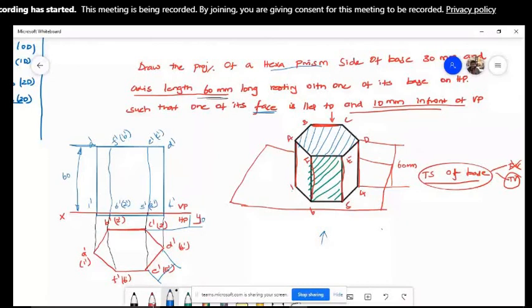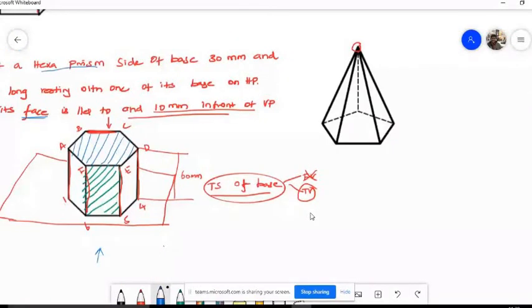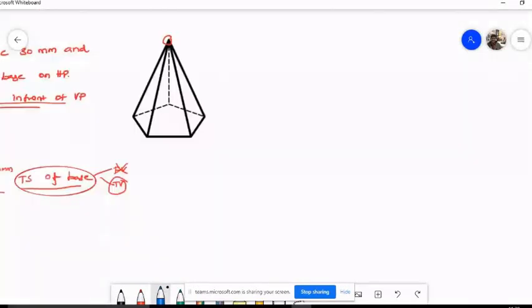Okay. You see one more problem? Yeah. So everything remains the same. The only thing is instead of a prism, we will see a pentagon. Okay. So let's take this as the pentagon. It is resting on HP. Everything remains the same because I want to add one more concept in this. So that's why I thought we'll see one pentagonal prism.